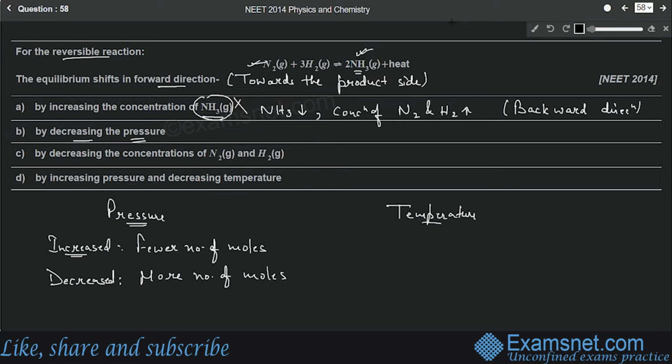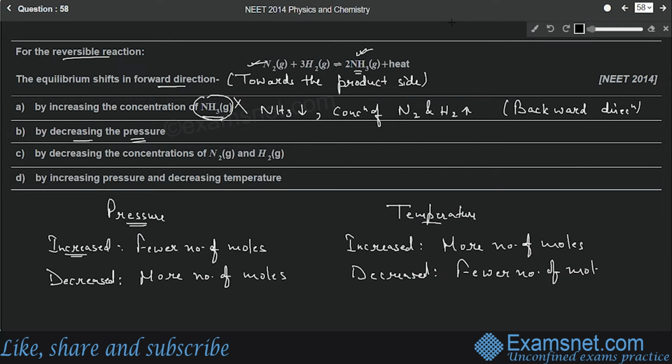And for temperature, the rule is just opposite. If the temperature is increased, then the reaction will move in the direction where there are more number of moles. And if the temperature is decreased, the reaction will move in the direction where there are fewer number of moles. So if you look at the reaction mentioned in this question, on the reactant side we have 1 mole of nitrogen and 3 moles of hydrogen. So total 4 moles are present on the reactant side, and on the product side we have only 2 moles of ammonia, fewer moles.